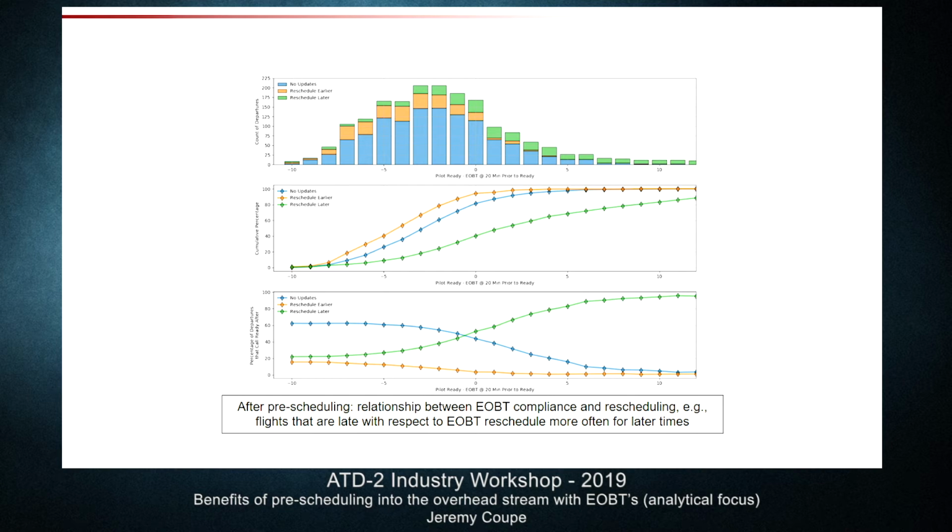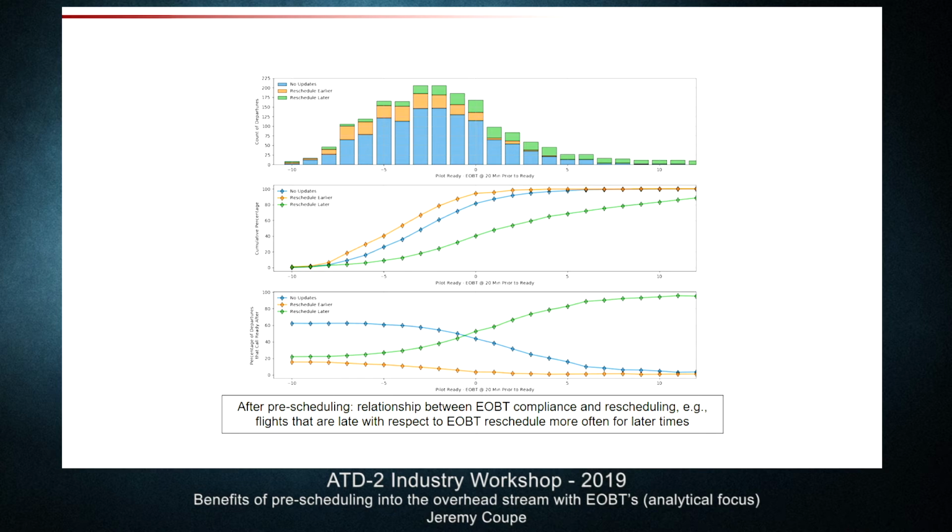Moreover, you can see it here in these CDFs. For example, of the aircraft that reschedule for a later time, this green, only 40% have called ready by EOBT. Compare that to aircraft that reschedule for earlier times, where nearly 100% have called ready at or before EOBT. So now we're recovering the relationship that we expect: aircraft that call earlier with respect to EOBT have a higher chance of rescheduling for earlier times, and aircraft that call late with respect to EOBT have a higher chance of rescheduling for later times.